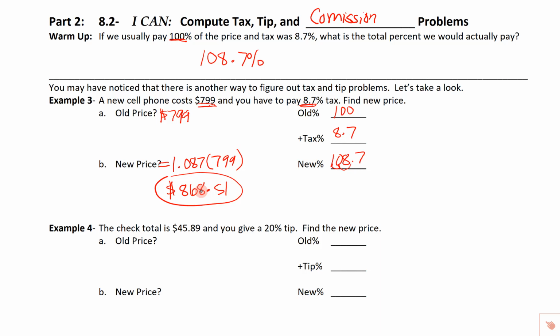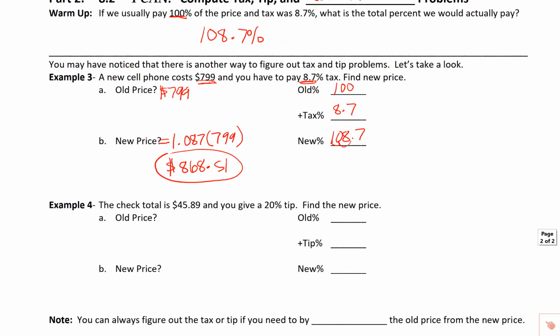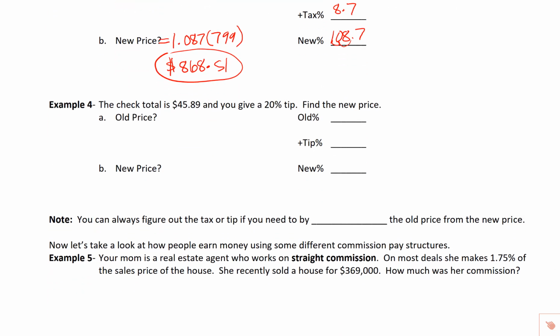Let's do another example similar to that, but this time we're going to do it with a tip. Example 4 says the check total is $45.89 and you give a 20% tip. Find the new price. Part A, our old price, is just our original check, which is $45.89. Our old percent is 100%. It's always 100%. We're not going to pay half of our bill. We're going to pay our full bill, and then we're going to figure out what our tip is. So our tip is 20%.